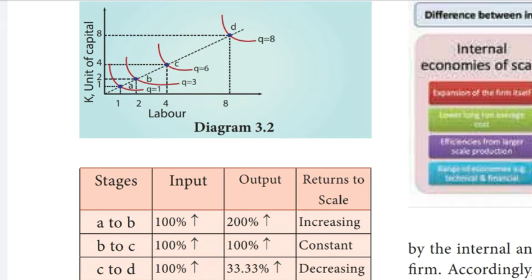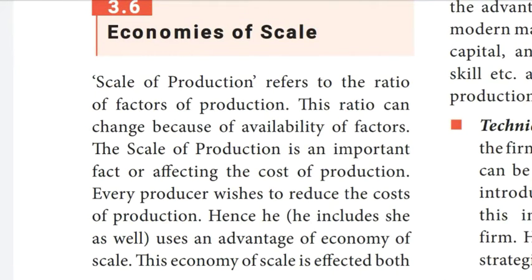Decreasing return to scale is denoted by the movement from point C to point D, since doubling the factors from 4 units to 8 units produced less than the increase in inputs, that is, by only 33.33%. Question number 3. Explain the internal and external economies of scale.